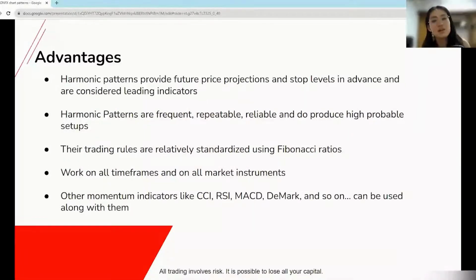Okay, just some advantages and disadvantages for you to take note of. So they are repeatable, reliable, and do produce high probability setups. And they provide future price projections and stop loss levels as well. And they can be considered as leading indicators. Their trading rules are relatively standardized since we're using Fibonacci ratios. And they work on all time frames as well.